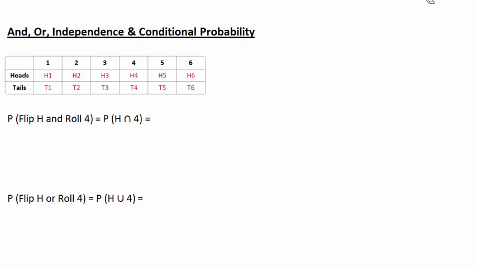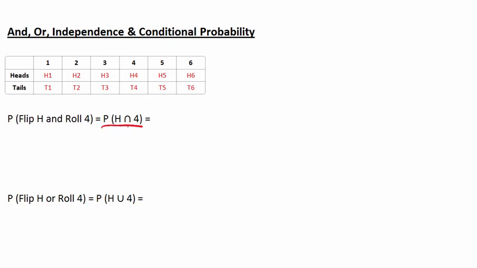In this AP Statistics video, we're going to briefly review and, or, and independence relative to probability, and then I'm going to introduce conditional probability in the second half. So for our first problem, we're going to look at the event where we toss a coin and roll a fair six-sided die. What is the probability of flipping heads and rolling a 4? And I want you to pay special attention here to the notation.